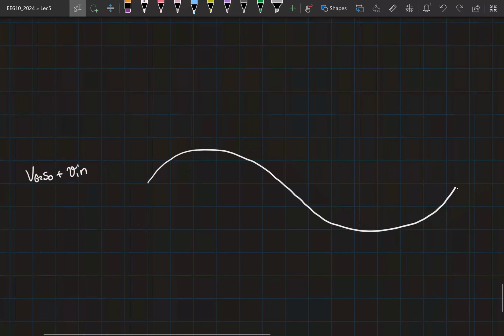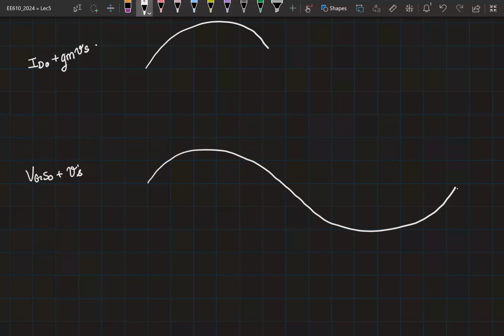So if this was your input, we started off by saying that your drain current can become 0. So your total drain current is some ID0 plus a small signal ID. What is the small signal ID given by? That is Gm times whatever is the input you give. So if this was Vs, Gm times Vs. Right? So your ID will also look like this.